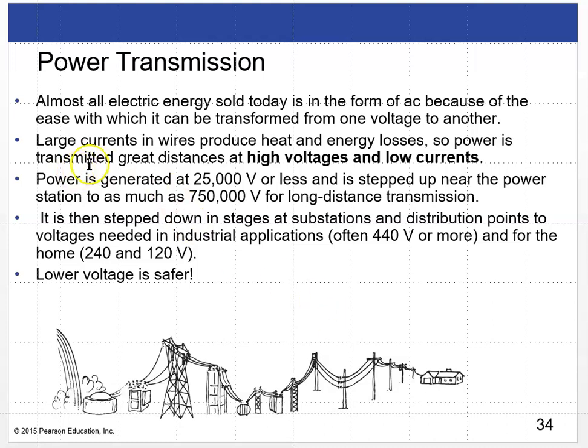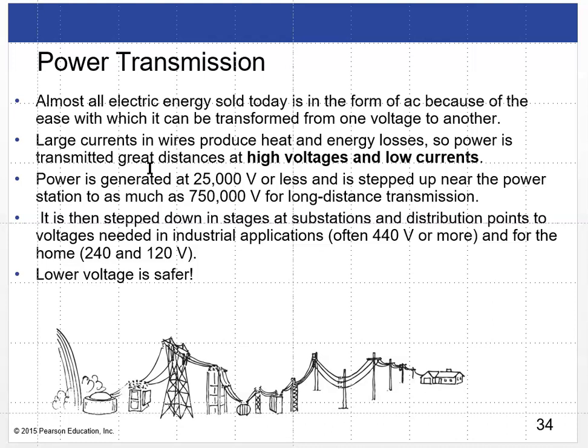Okay, so what do we do? Large currents in wires produce heat and energy losses. Remember the I squared R loss? It's I squared. You double the current, you have 4 times the energy loss just due to heating the wires. So what they do is they pop up the voltage really high because power is current times voltage. If you can keep the voltage high for a given power, the current is relatively low.